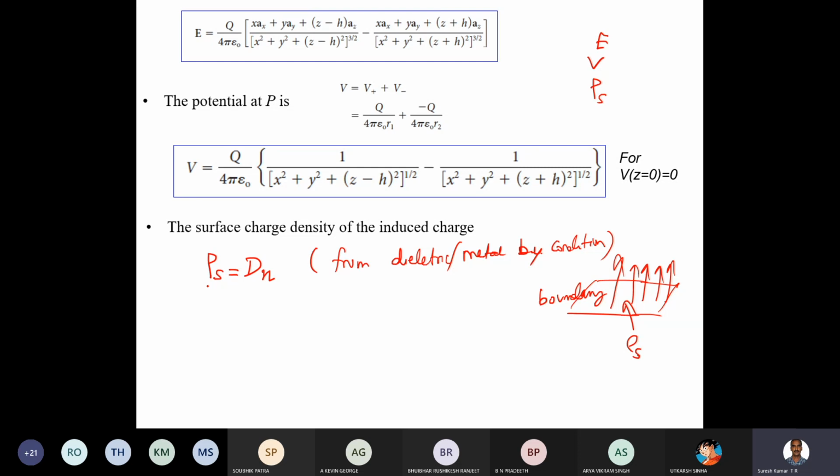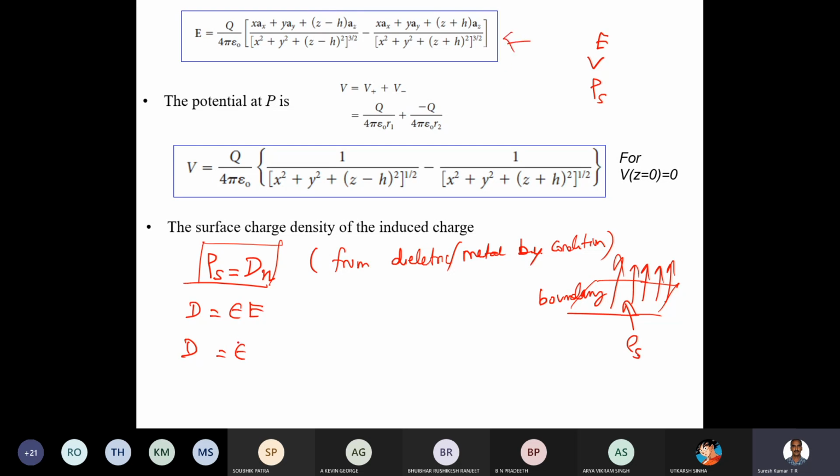Even last class we have used this boundary condition. So keep this boundary condition in mind, we will use it frequently. Electric flux normal to the boundary will be equal to the surface charge on the boundary. Now you need to calculate Dn, that is electric flux normal. You know, D equal to epsilon E.